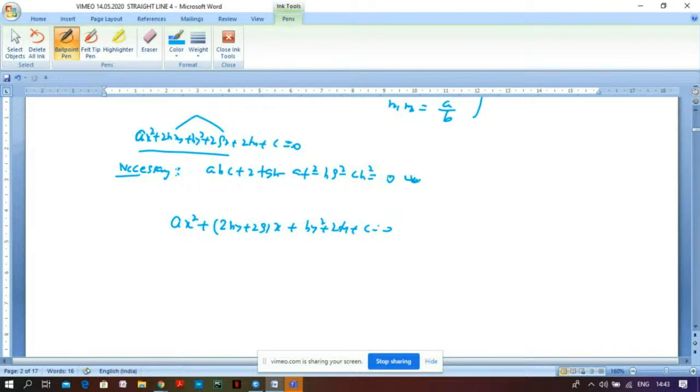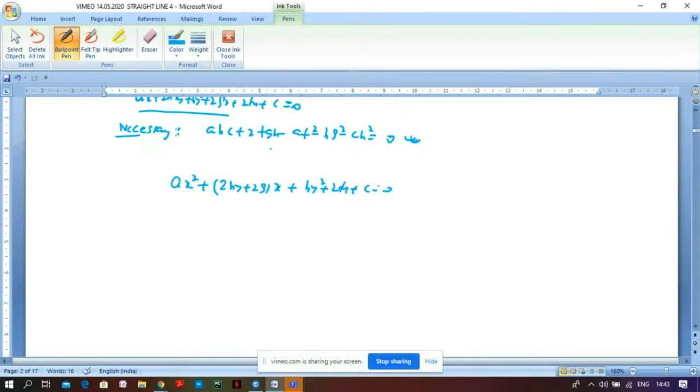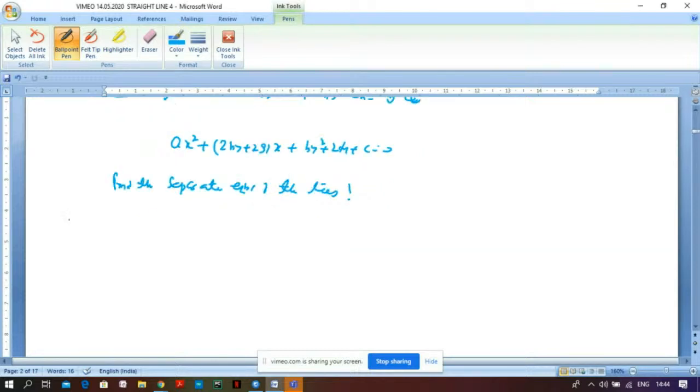This is used in exams often, so you have to commit it to memory and practice some questions on it. This will normally be a lengthy business, but I will tell you in this lecture how to shorten it. Sometimes you're also asked to find the separate equations of the lines, if at all they represent lines. So let me take one example which will put these things in action.